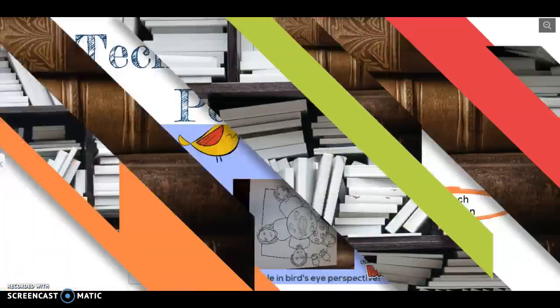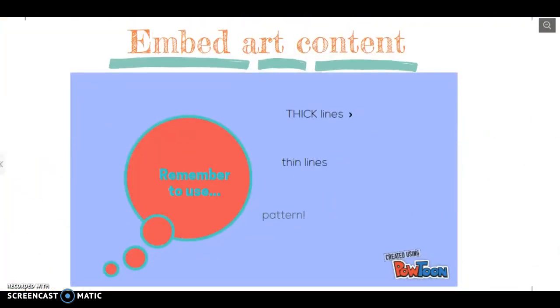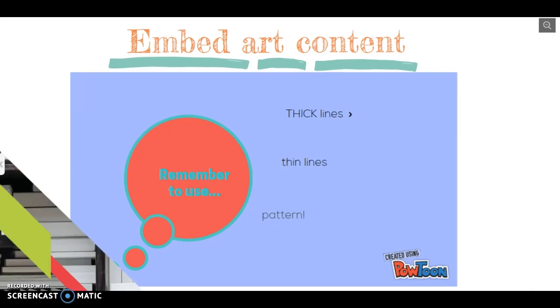For the first component of my lesson, Integrating New Technology, I created a Powtoon movie to introduce our Thanksgiving theme and review bird's eye perspective, as well as how to use materials with the students. Positives from this technology tool were that students were engaged and attentive as they watched the Powtoon to review bird's eye perspective and learn about how to use line and color in their art. We reviewed concepts such as using thick lines, thin lines, and showed how to add pattern to their art.